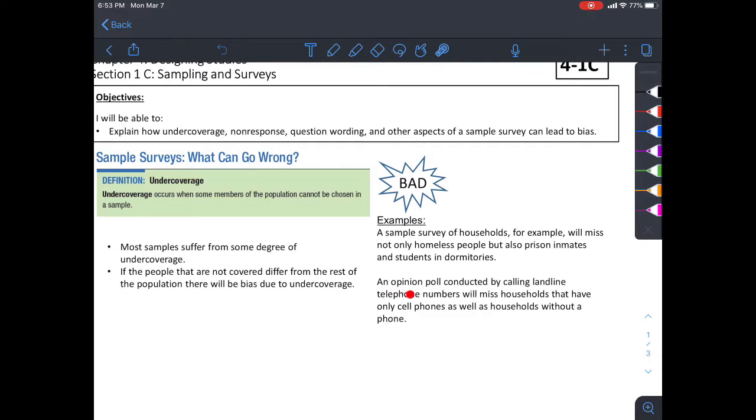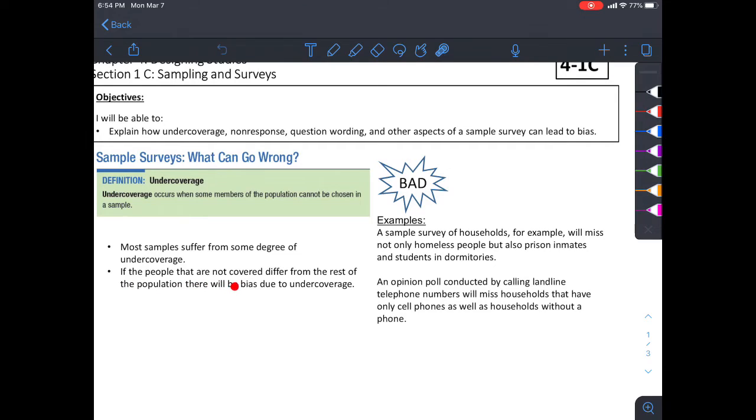Another one is an opinion poll conducted by calling landline telephone numbers, which will miss households that have only cell phones, as well as households without a phone even. So again, undercoverage is happening because not everybody is eligible to be chosen. Most samples do suffer from some degree of undercoverage. Sadly, it's really hard to combat all of the undercoverage, but you have to try your best to think about as many things that could possibly go wrong when you're conducting surveys.